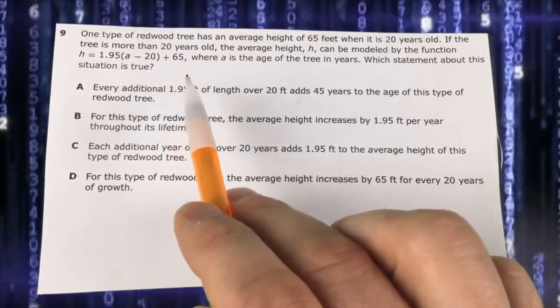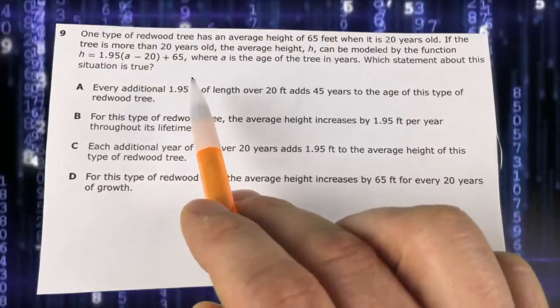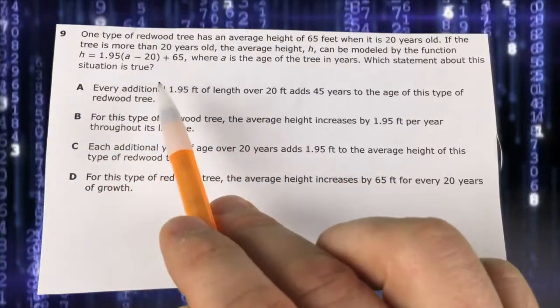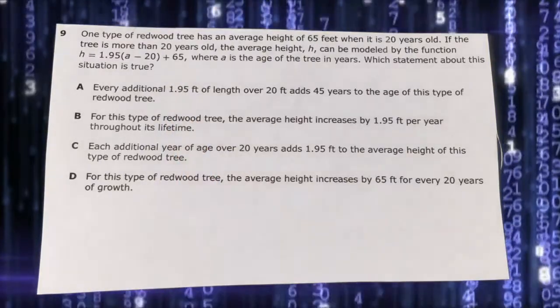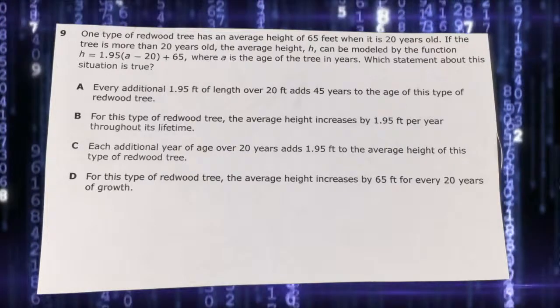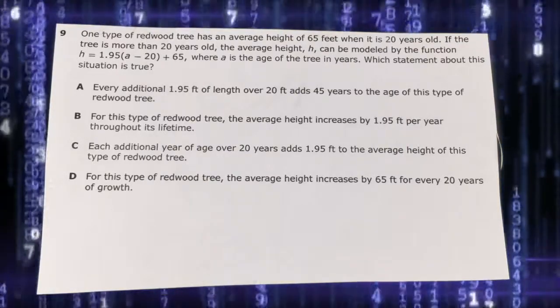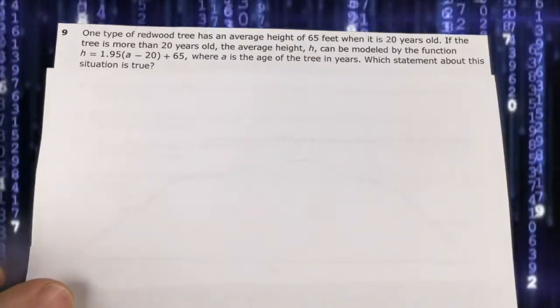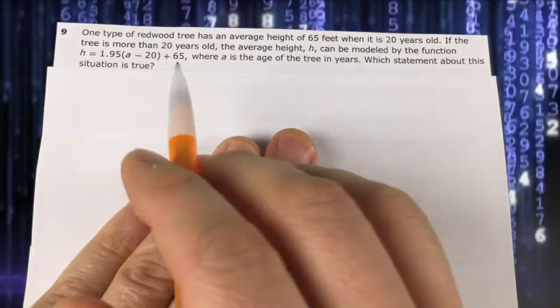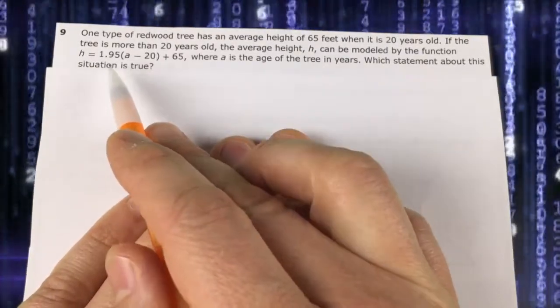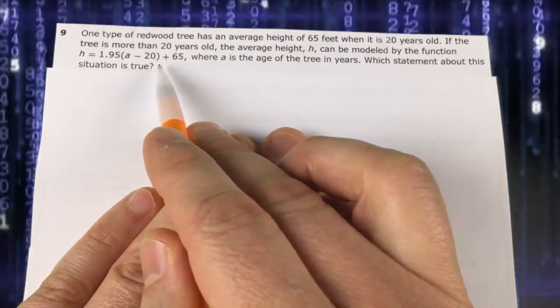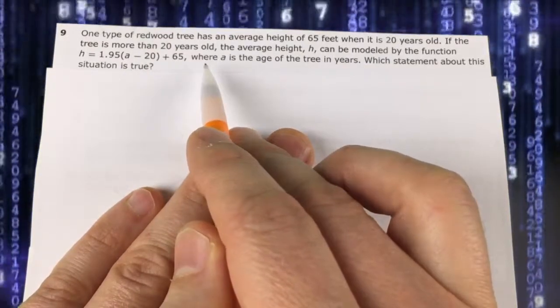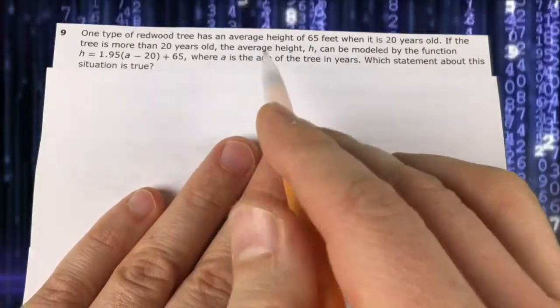Okay, before we even look at the answer choices, let's look at the equation carefully and understand it, because all these answer choices are designed to confuse us. So let's cover those up right now and not pay attention to them. We have h equals 1.95 times the quantity of a minus 20 plus 65. Let's figure out what is what in this equation.